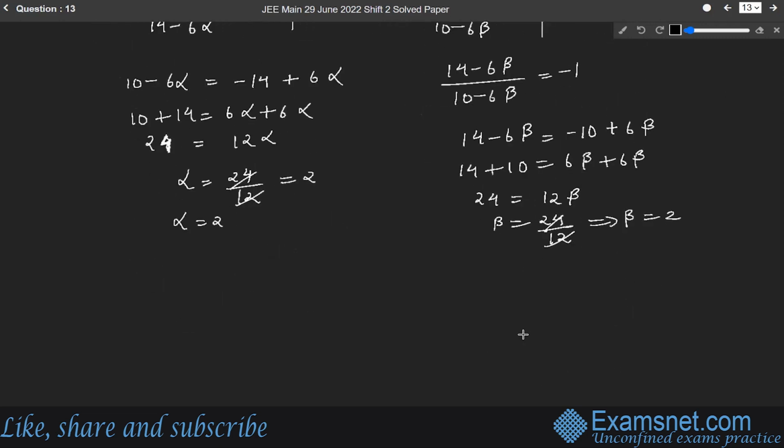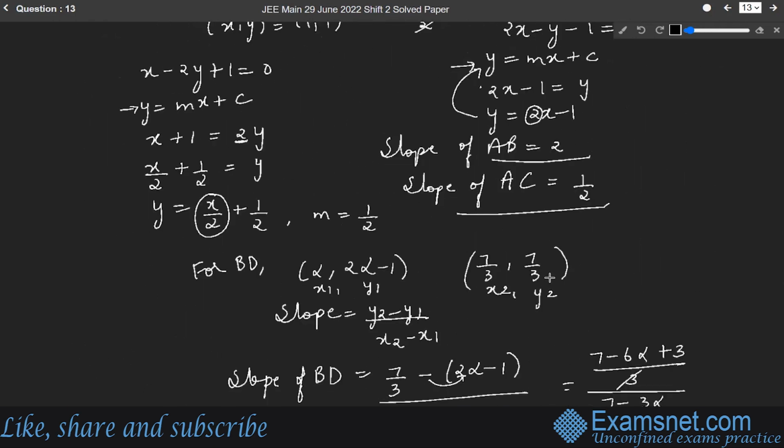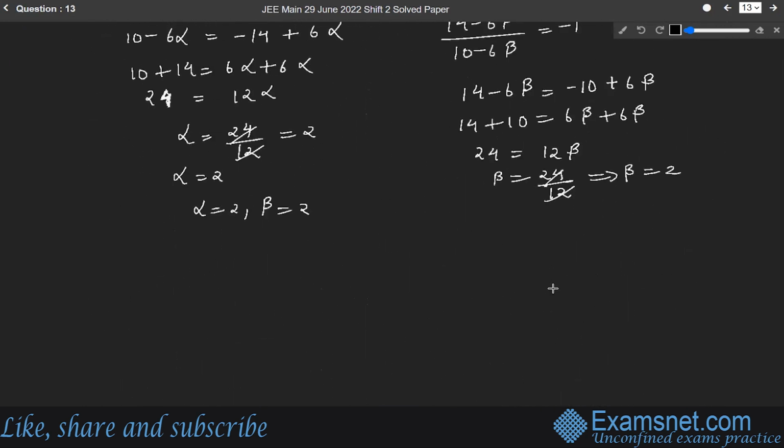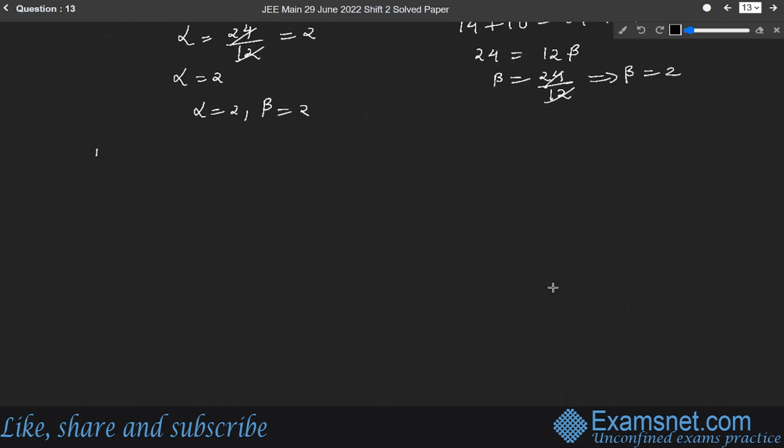So now we have the value of alpha and beta. Alpha is equal to 2 and beta is equal to 2. Since we have the value of alpha and beta, we can find the actual coordinates for B and C. You can see that the coordinates of B and C are in terms of alpha and beta. So we can find the actual value of these coordinates, right? So let us first write the coordinates of B. The coordinates of B are alpha and 2 alpha minus 1. And the coordinates of C are 2 beta minus 1 and beta, right?